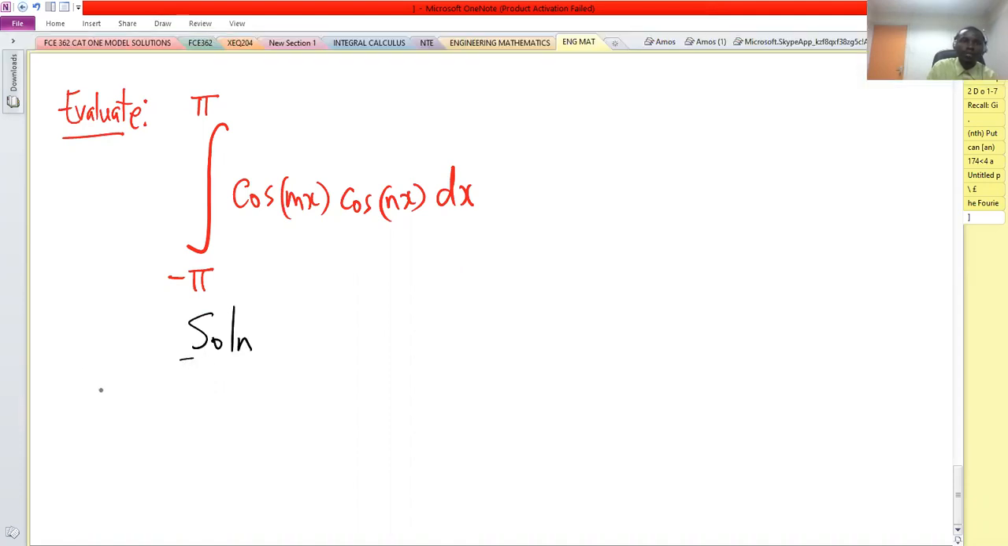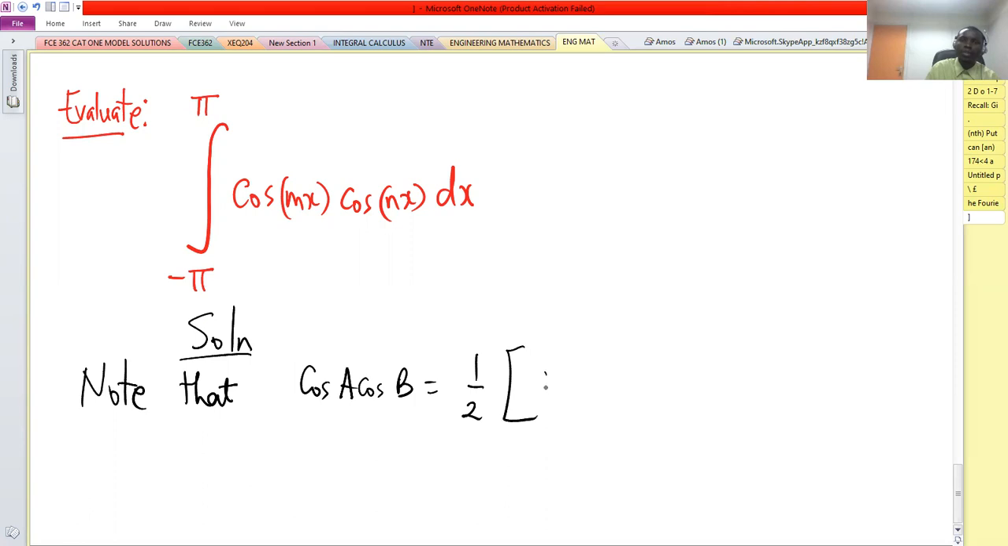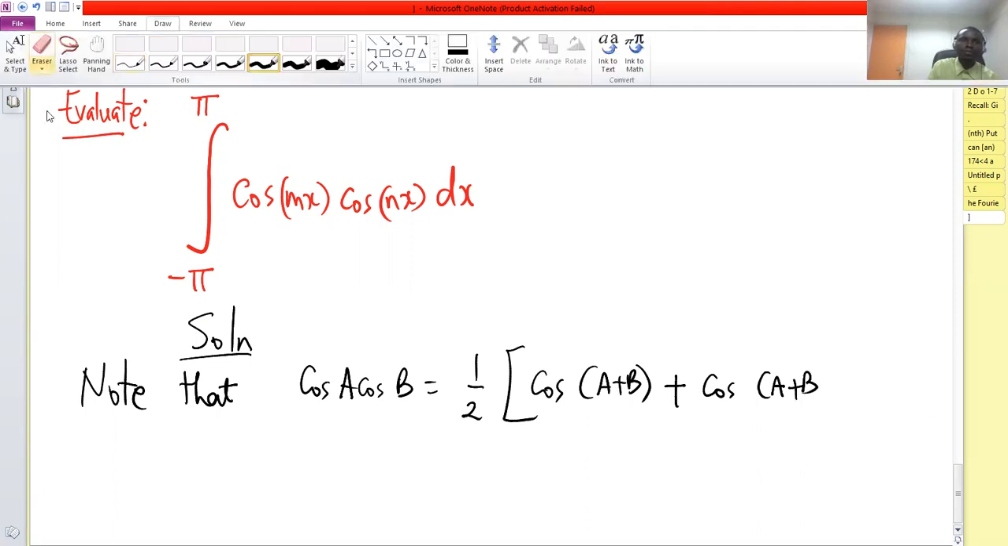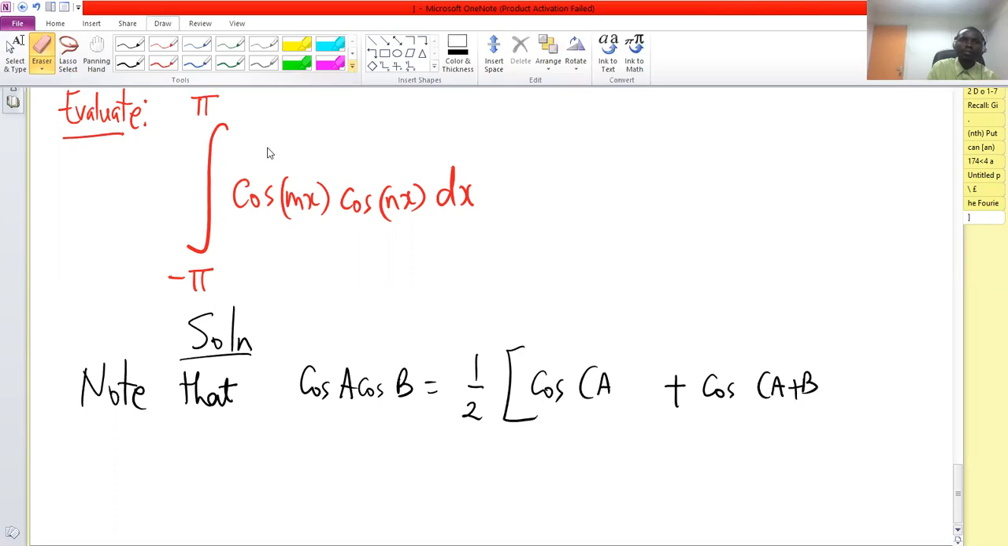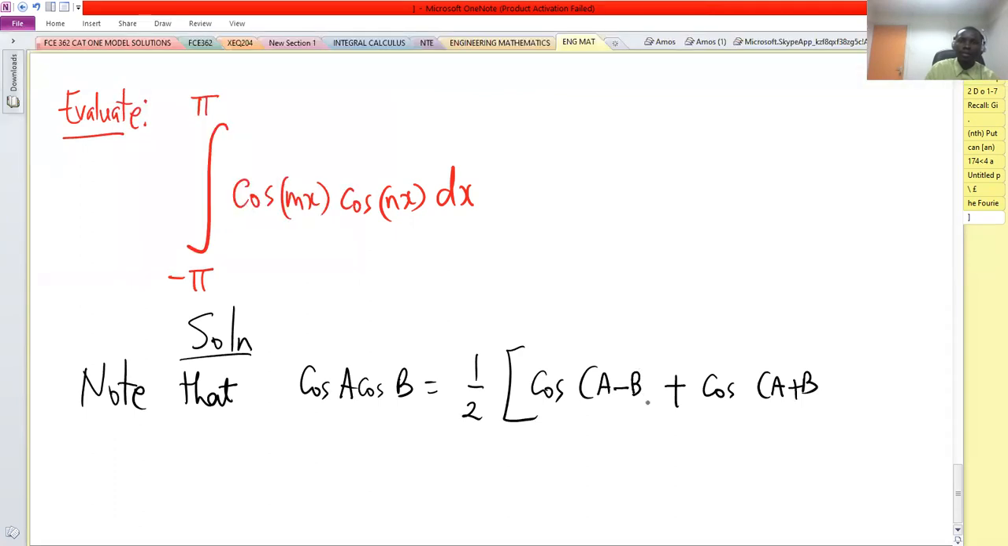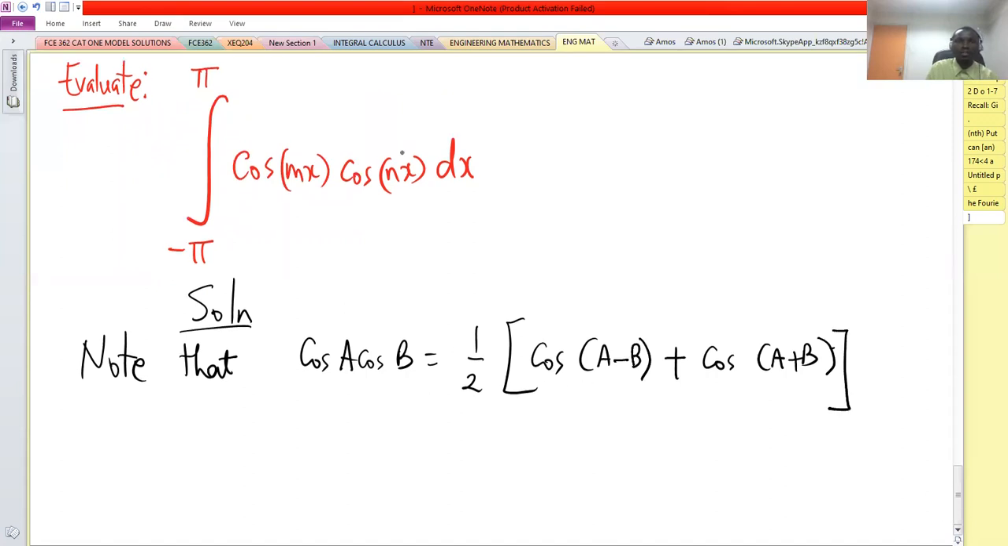Note that cosine of A times cosine of B is given by a half into cosine of A minus B plus cosine of A plus B. So we are going to use this identity to help us solve this.